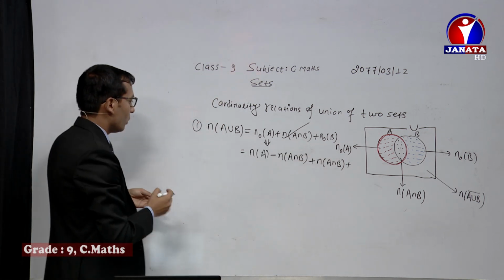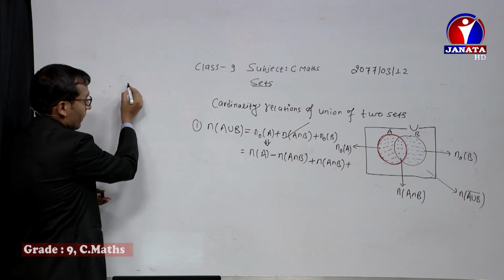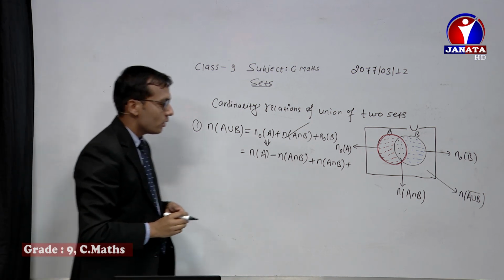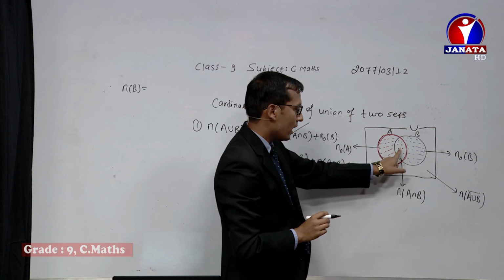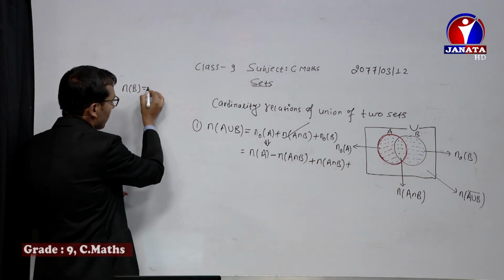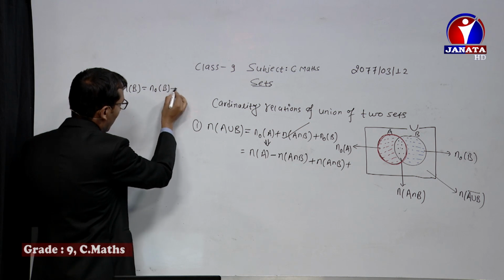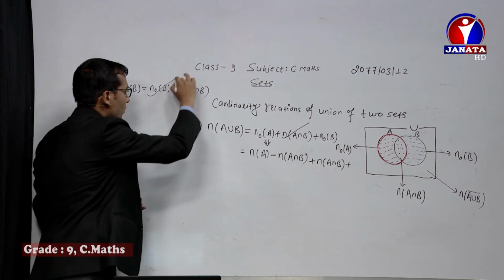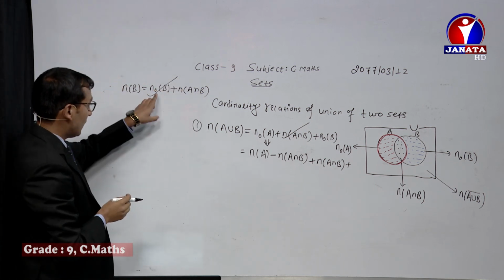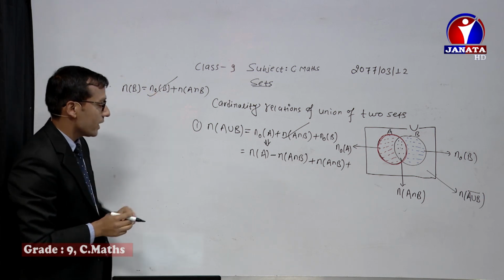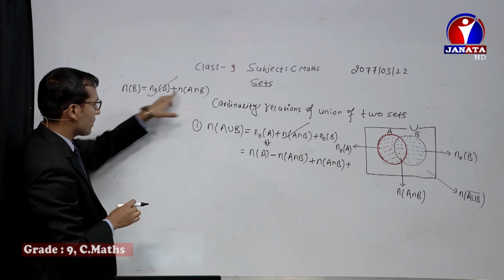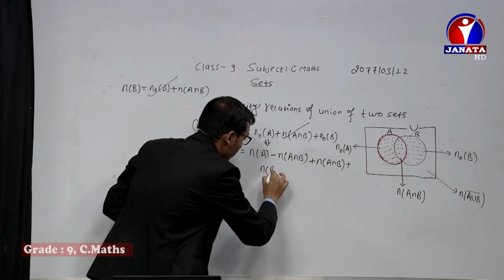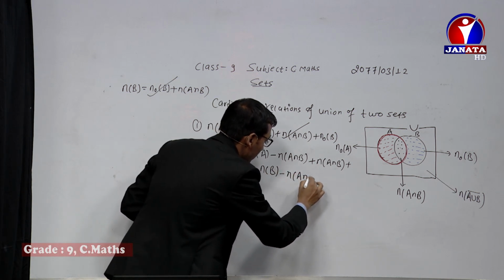We can see here on the rough side that n of B contains two regions, which are n only B and the intersection of the two sets. So n only B plus n of A intersection B. But we are looking for n only B. So can we find n only B from this relation? n only B is n of B minus the intersection. n only B is n of B minus n of A intersection B.